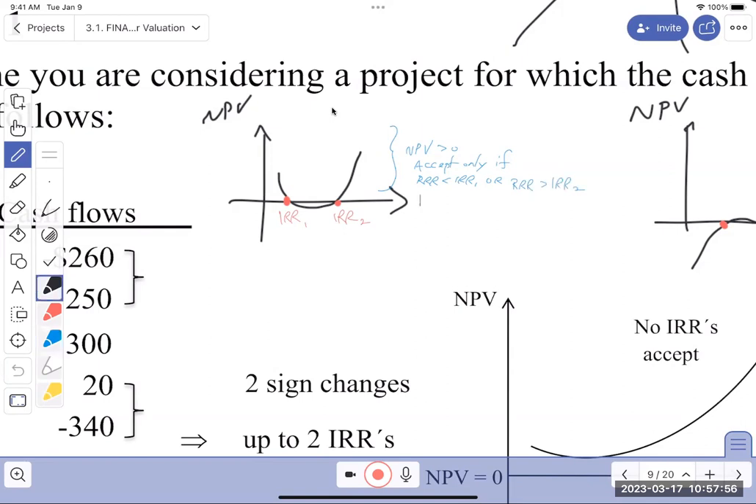Remember, on this axis is the discount rate, or the RRR. All right, I did that one. You're going to try the next one.